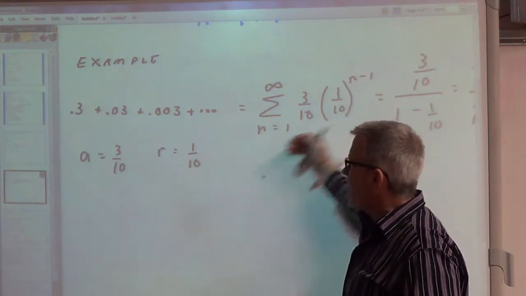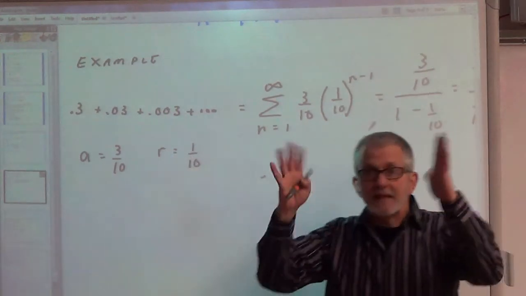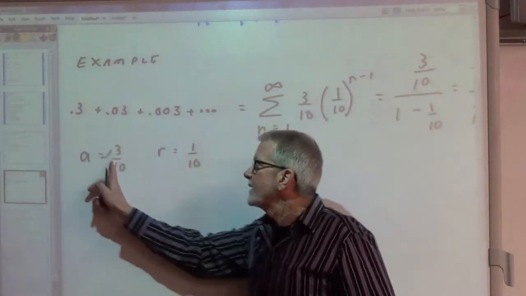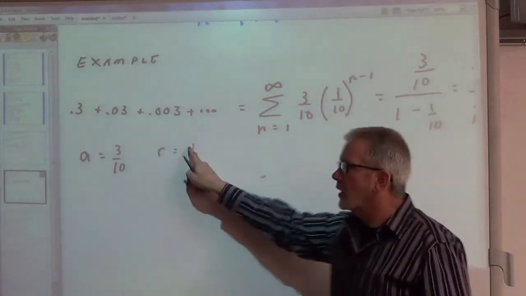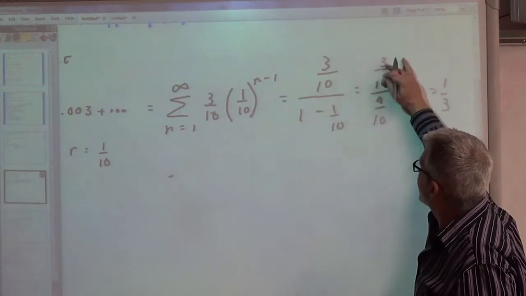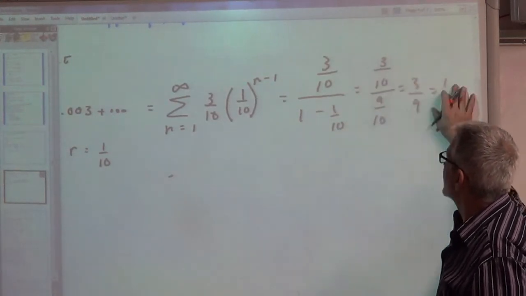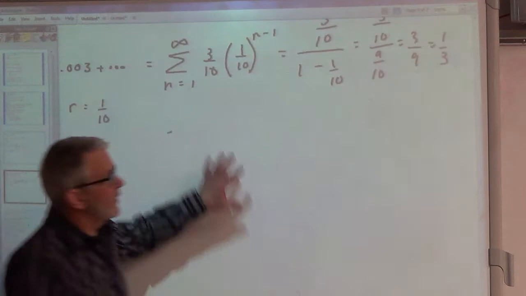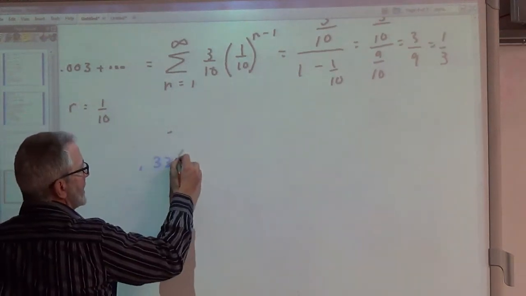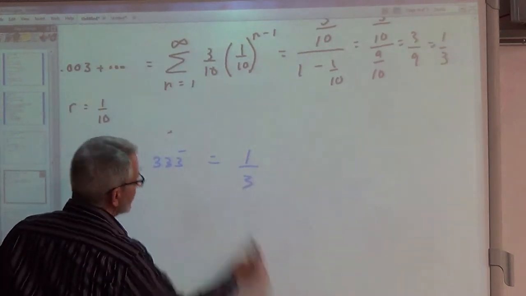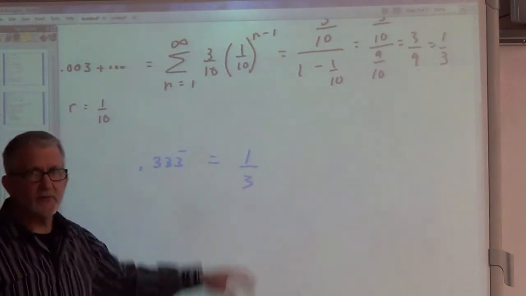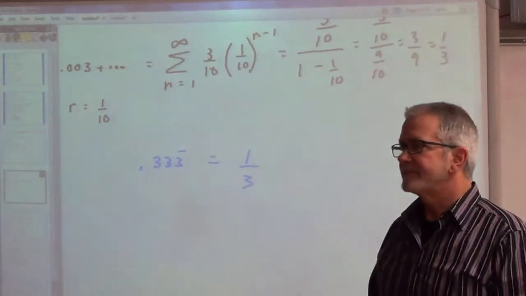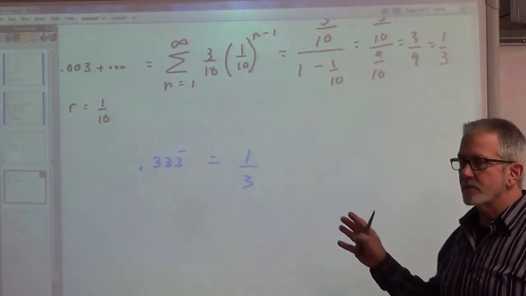And since my common ratio, 1/10, is less than 1, this thing did converge to the first term, 3/10, over 1 minus r, r is 1/10. So that converged to 3/10 over 9/10, since 1 minus 1/10 is 9/10, and 3/10 over 9/10 is 3/9, or 1/3. That's why 0.333 repeating is equal to 1/3. Why is that true? Because of that property of geometric series. That's a review.